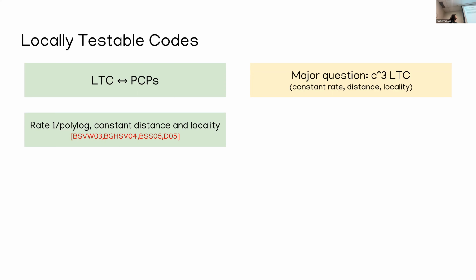People didn't make progress on this question for about 10 years following these works. But then people thought, maybe we can drop the application to PCPs and just try to construct these things in themselves. They were able to construct LTCs with constant distance and rate, but now the locality has blown up to roughly log n to the log n. So these are not applicable for PCPs. They are constructed using expanders. Then the question is, can you improve these? Can you get constants in all three categories? And there's a framework that's proposed to do so.